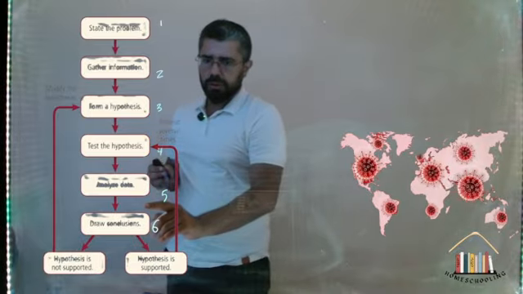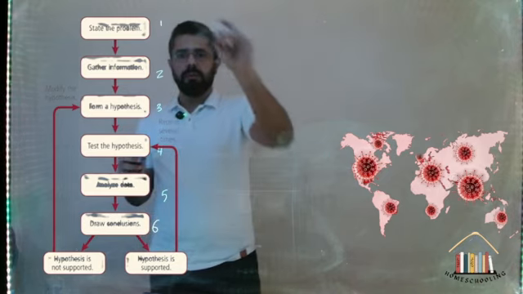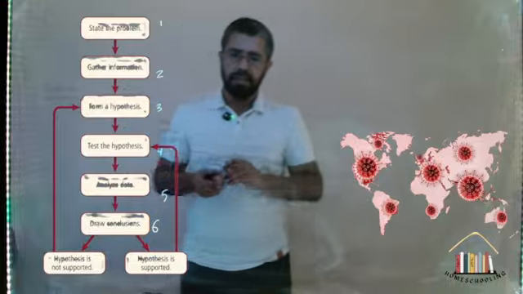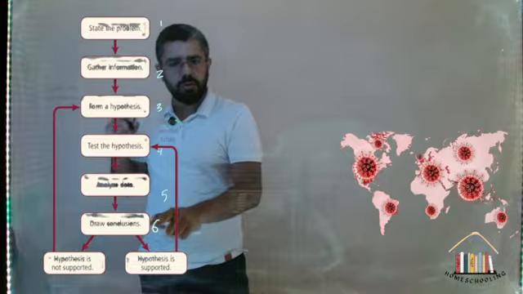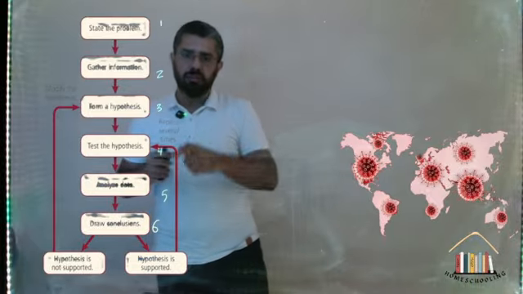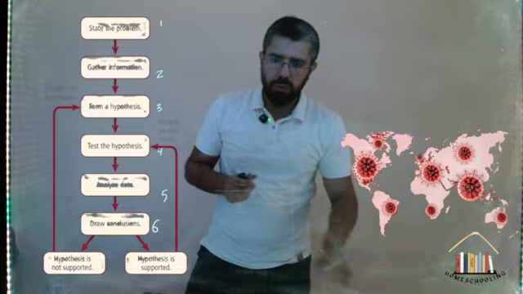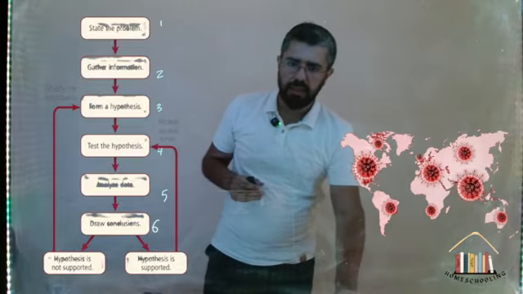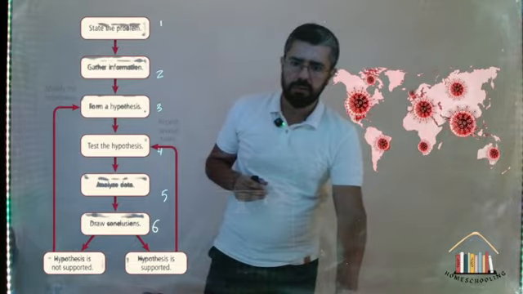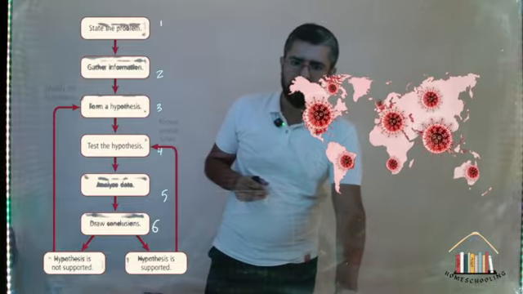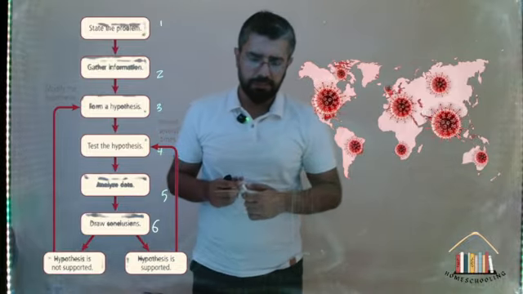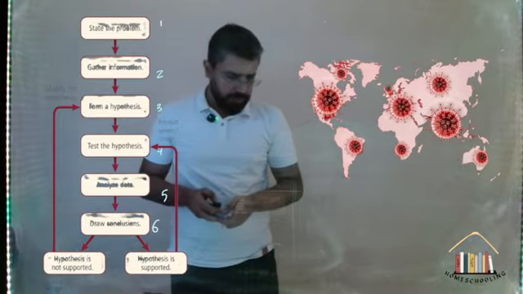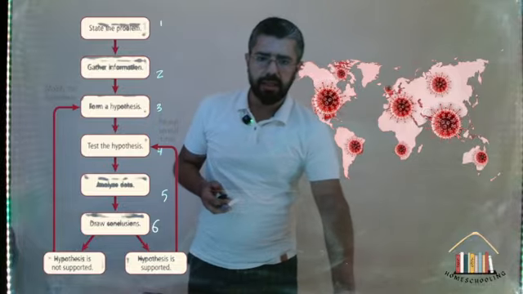If the conclusion is not working, then we go back to the beginning, and the cycle continues until we find a solution or a conclusion to the problem that we have. I will walk you through this scientific method, taking as an example the problem that affected us all, which is the problem of COVID-19. All right, let's continue with the next slide.